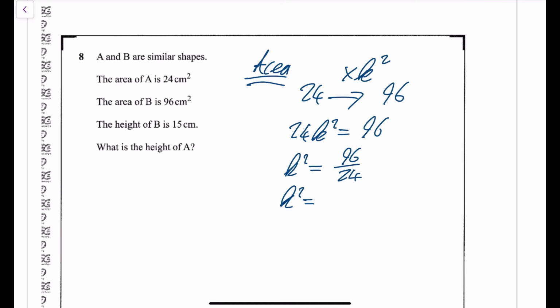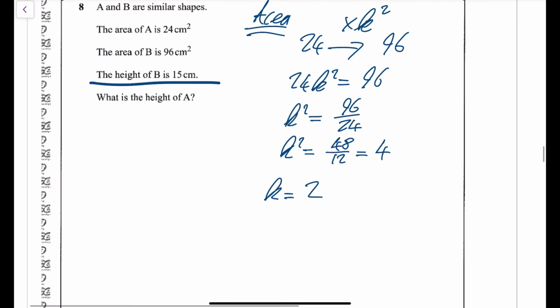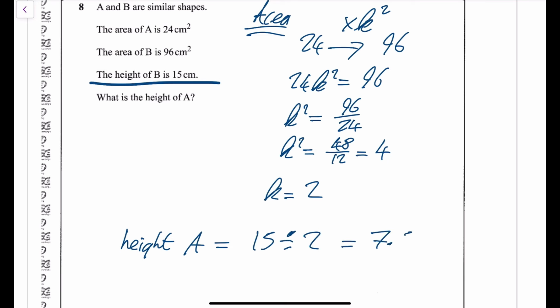This is a non-calculator exam. Divide top and bottom by 2, you'll get 48 over 12, and then 48 divided by 12 is 4. You can then work out your scale factor for length by square rooting the 4, and that gives you 2. It says then the height of B is 15. And what is the height of A? So the height of A is going to be the height of B, which is 15, divided by your 2, and that's going to be 7.5 centimeters.